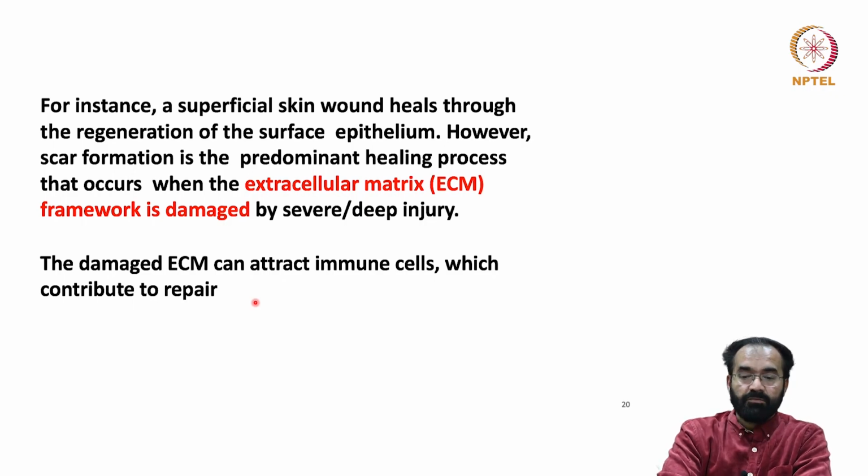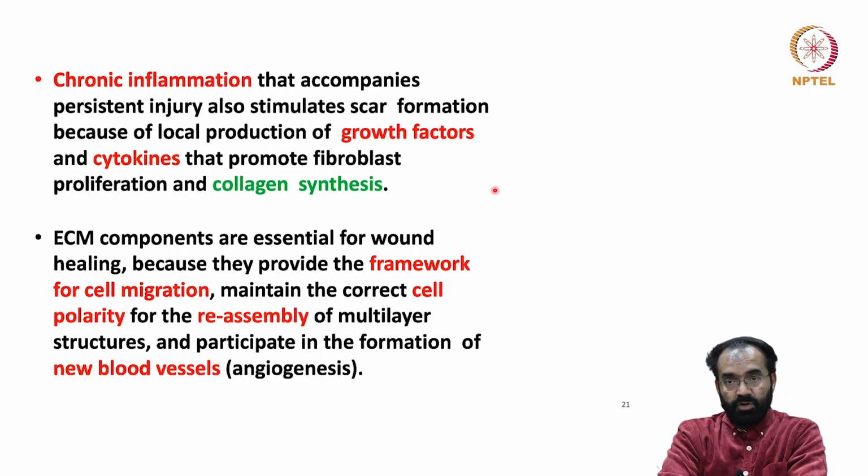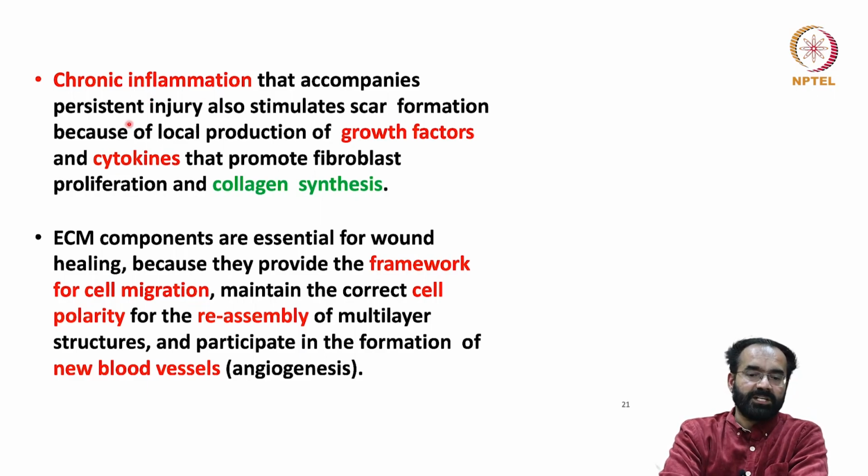This is very important for us to understand. But we also talked about chronic inflammation. Chronic inflammation is something which happens in your body due to various reasons. Especially in old age, your body is more vulnerable to inflammation. Of course, credit goes to your WBCs, macrophages, and various neutrophils that are contributing to this pro-inflammatory response that accompanies persistent injury. Chronic inflammation can happen because of persistent injury, and also in the case of diabetic ulcers, it also stimulates scar formation because of local production of growth factors and cytokines.